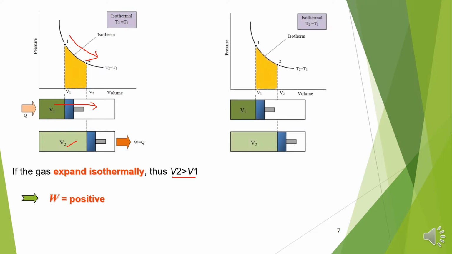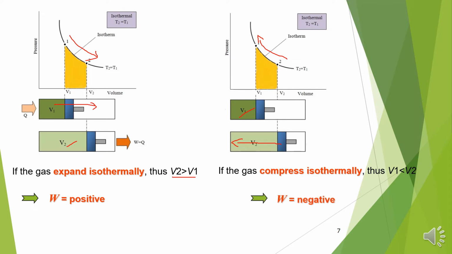For the second case, compression from point 2 to point 1, from point 2 here, it will compress this way from big V2 to small V1. Here, the work is done on the system. That's why the value of W is negative.